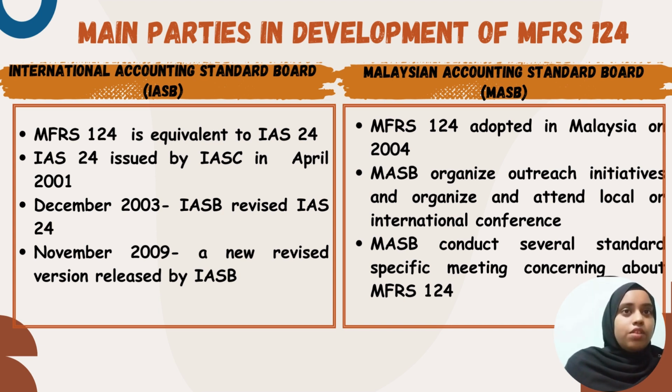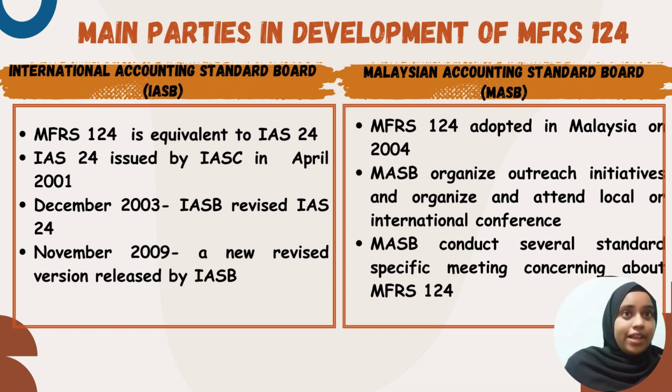Initially, IAS 24 was originally issued by the International Accounting Standard Committee during 1994. The International Accounting Standard Board adopted IAS 24 from the International Accounting Standard Committee in April 2001. During December 2003, the IASB revised IAS 24, reflecting changes from the improvement project. The IASB changed IAS 24 once again to address the disclosure in government-related firms.